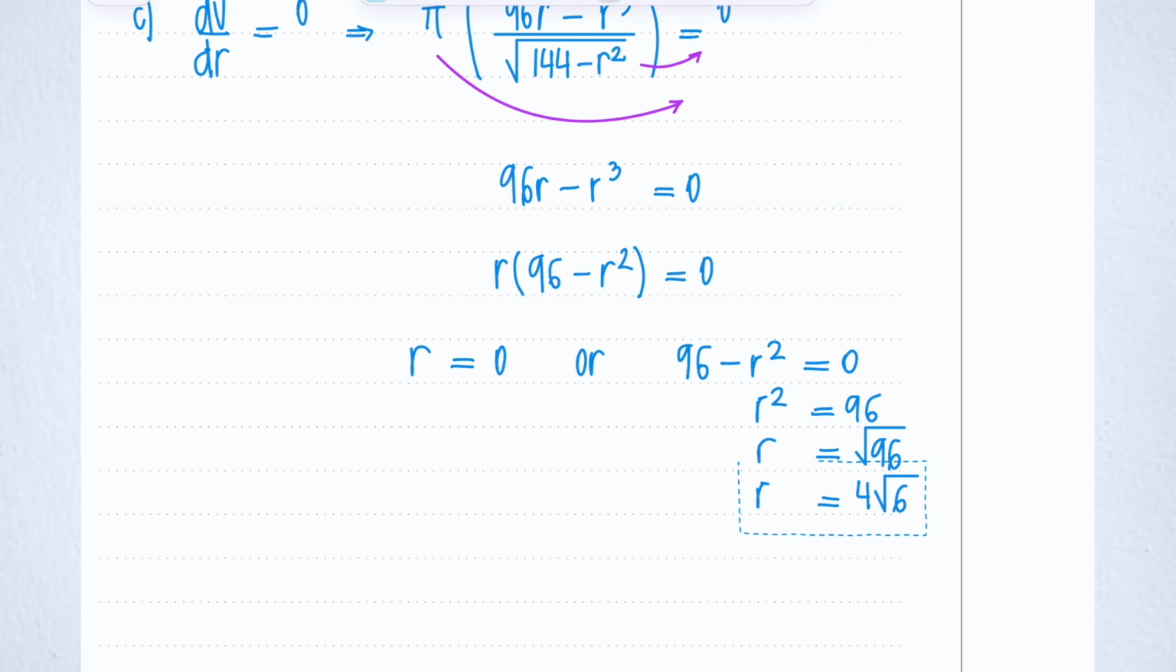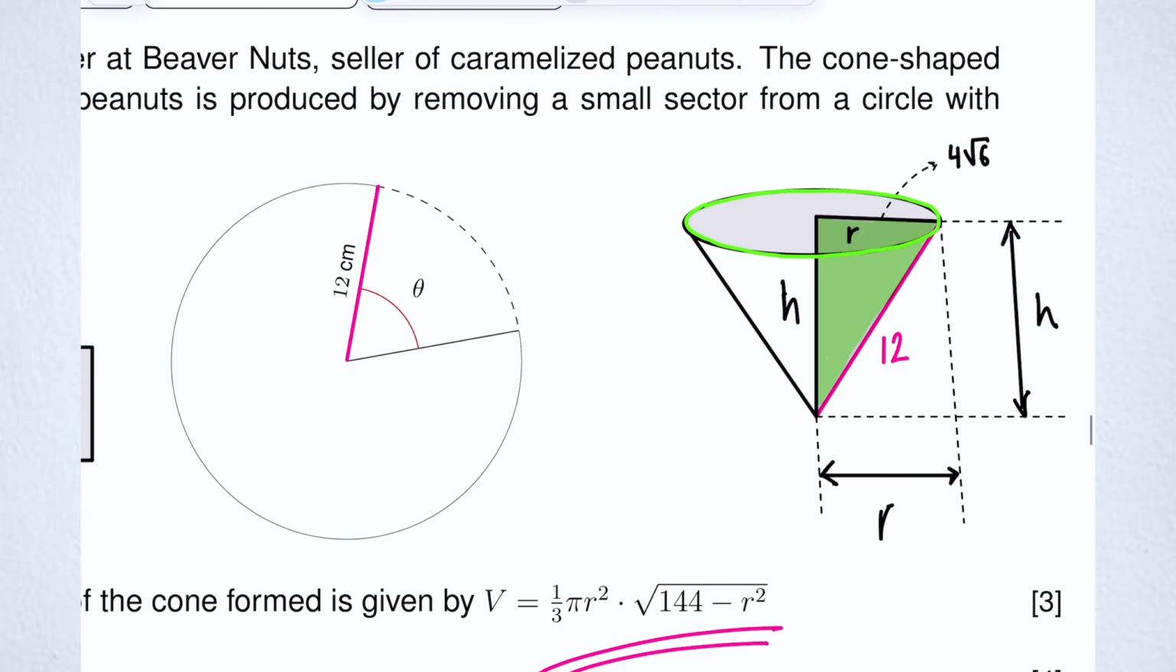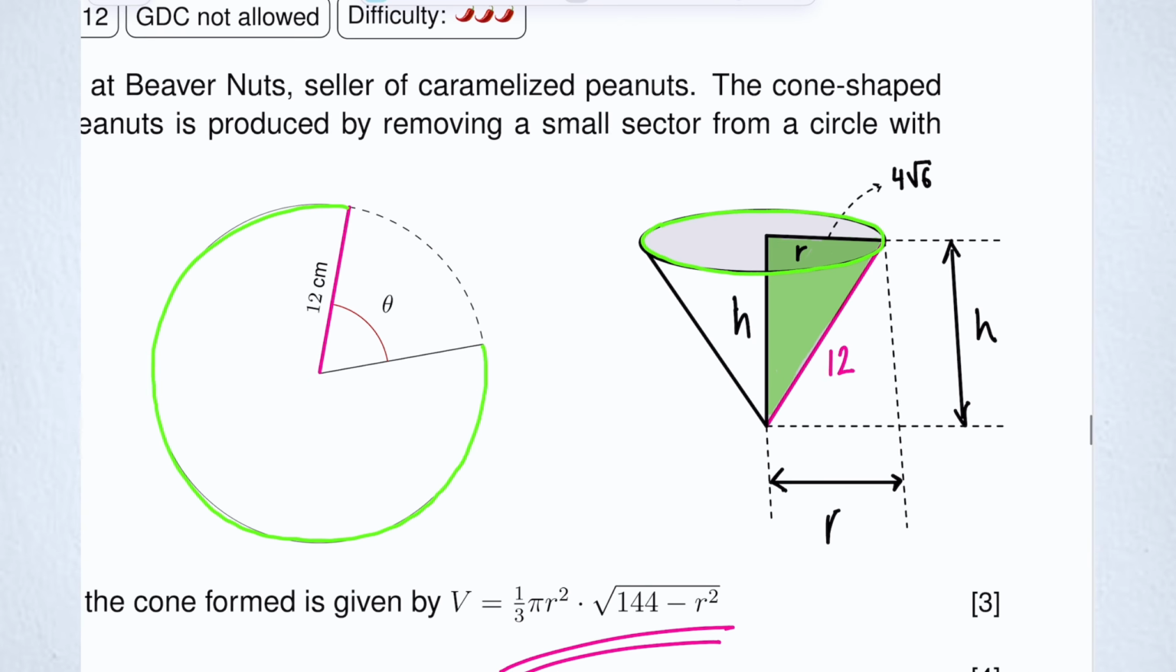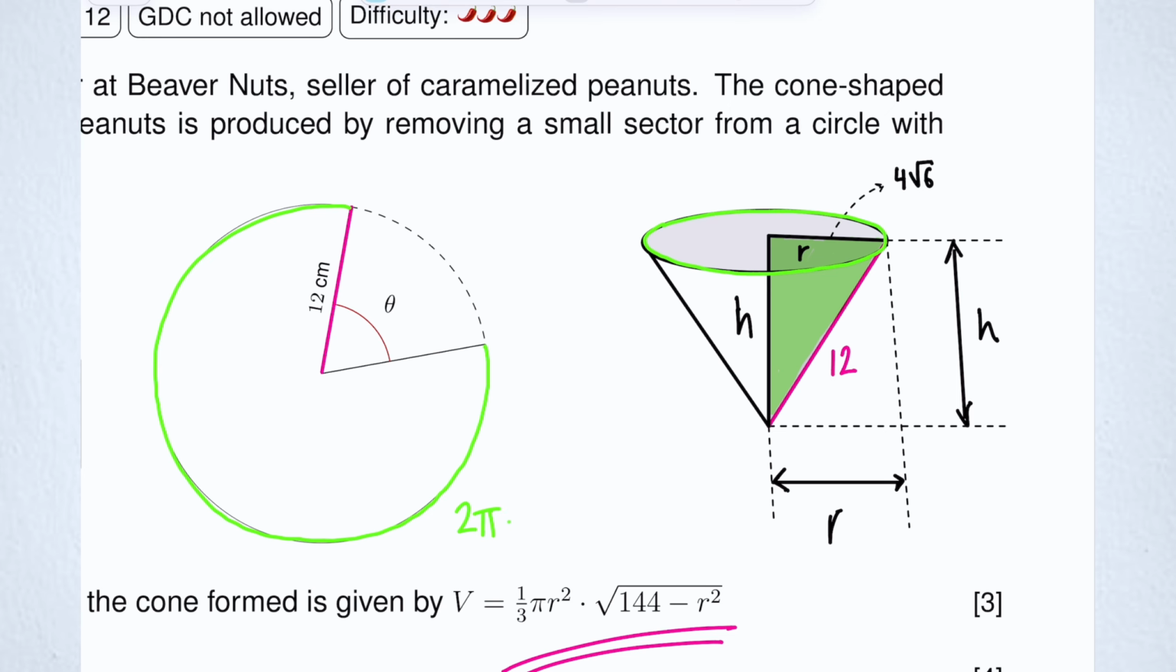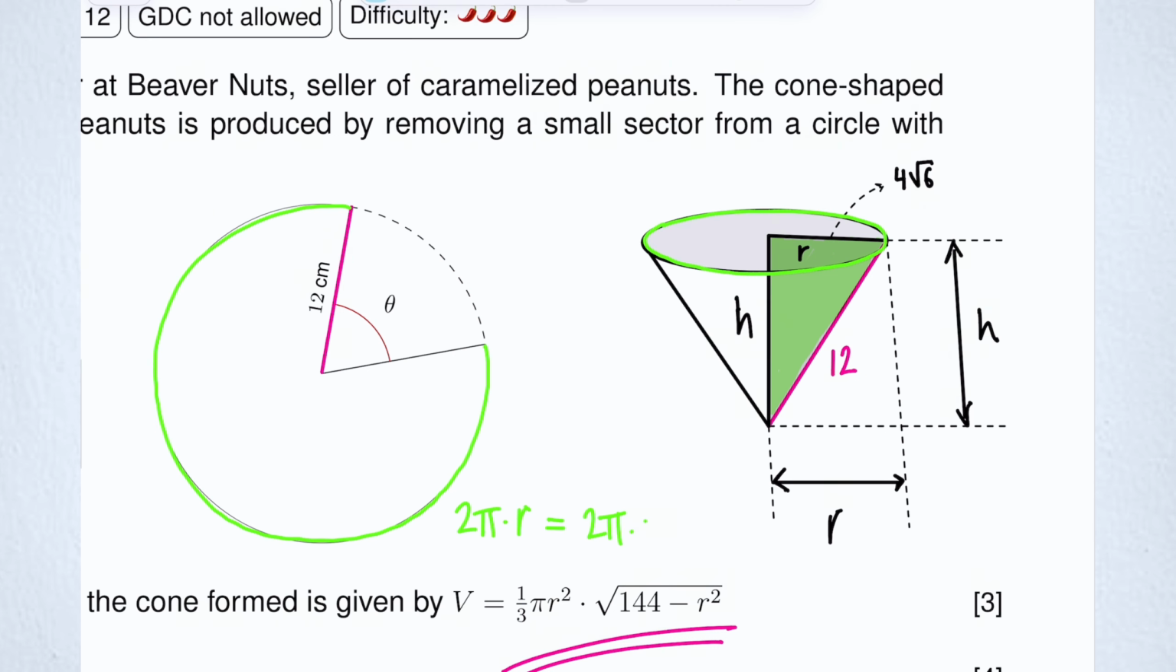Now we're almost done. If this radius right here is 4 root 6, that means that this circumference, which by the way is the same as this, is equal to 2 pi times the radius, so 2 pi r. Careful not to use this as the radius, it's this radius right here, because we're not finding this circumference, we're finding only from here to here, which is equivalent to this. So we get 2 pi times 4 root 6, which is 8 pi root 6.